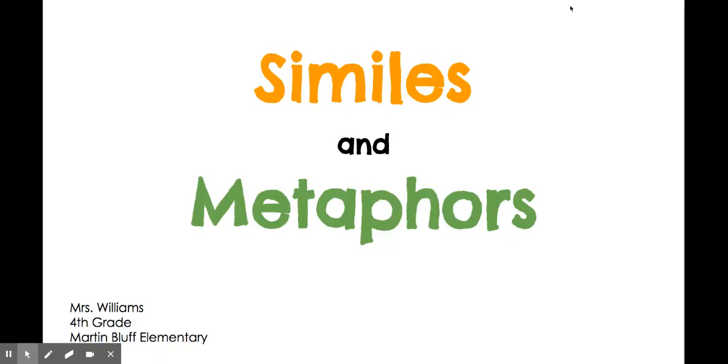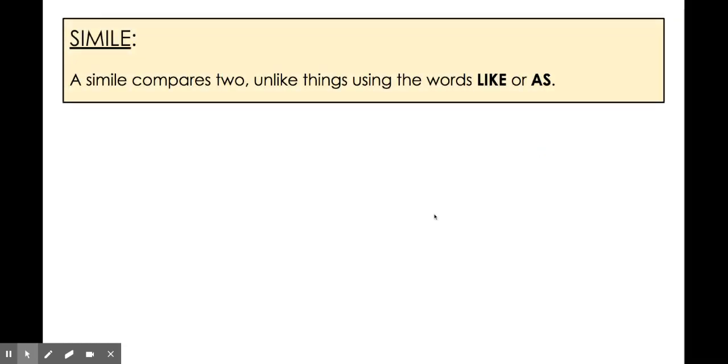I teach fourth grade, and today I'm going to be reviewing with you similes and metaphors. Let's start with similes. A simile compares two unlike things using the words like or as. The important part here is to know that similes compare two things to each other. They use the words like or as. Let's look at some examples.